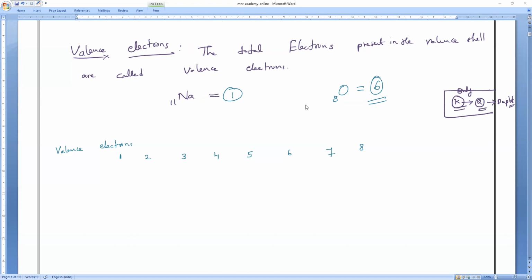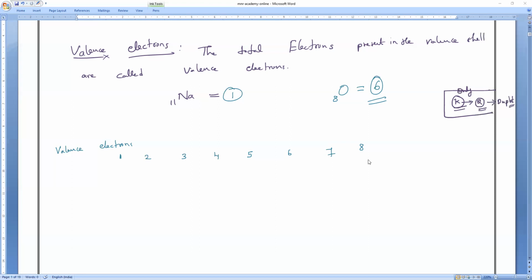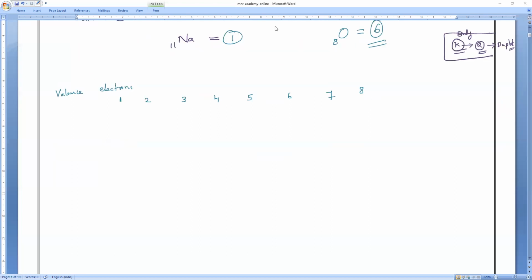How many electrons? Any element wants to be stable in nature, it must have how many electrons in valence shell? I already taught you. 8 electrons, other than the elements which have only the K shell. Anybody having doubt, you can ask me. So now valence electrons. Now let us go for valency.